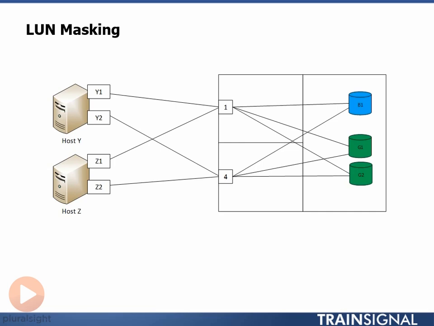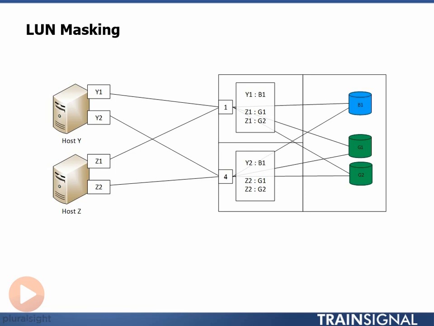Now then, let's say we want to tie things down a little so that only host Y can access LUN B1, and in turn that only host Z can access the 2 green LUNs. How do we do this? What we do is we add an access control list, or an ACL, to each of the ports. As we can see on the diagram, the ACL on port 1 tells us that HBA port Y1 can access LUN blue 1, and that HBA port Z1 can access LUNs green 1 and green 2.